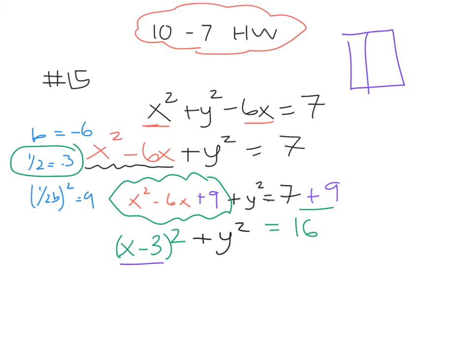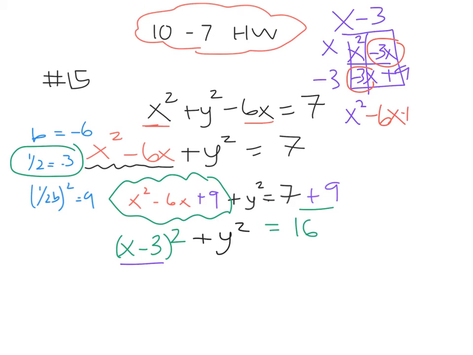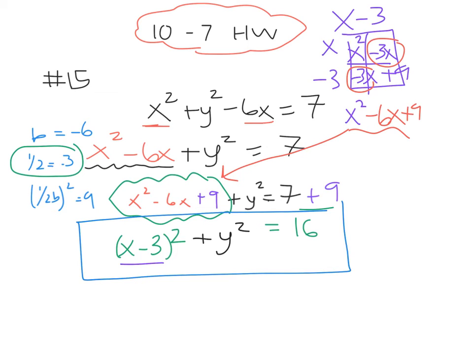Now, if you're wondering why this can be x minus 3 squared, I will show you up here. If I were to multiply out x minus 3 squared using maybe my window box, I would get x squared minus 3x minus 3x plus 9. If I combine that, negative 3x and negative 3x would be a negative 6x, plus 9. So that is the same thing as this expression. The point of doing all this, of getting it into x minus 3 squared plus y squared equals 16, is so that we can tell our center and our radius.